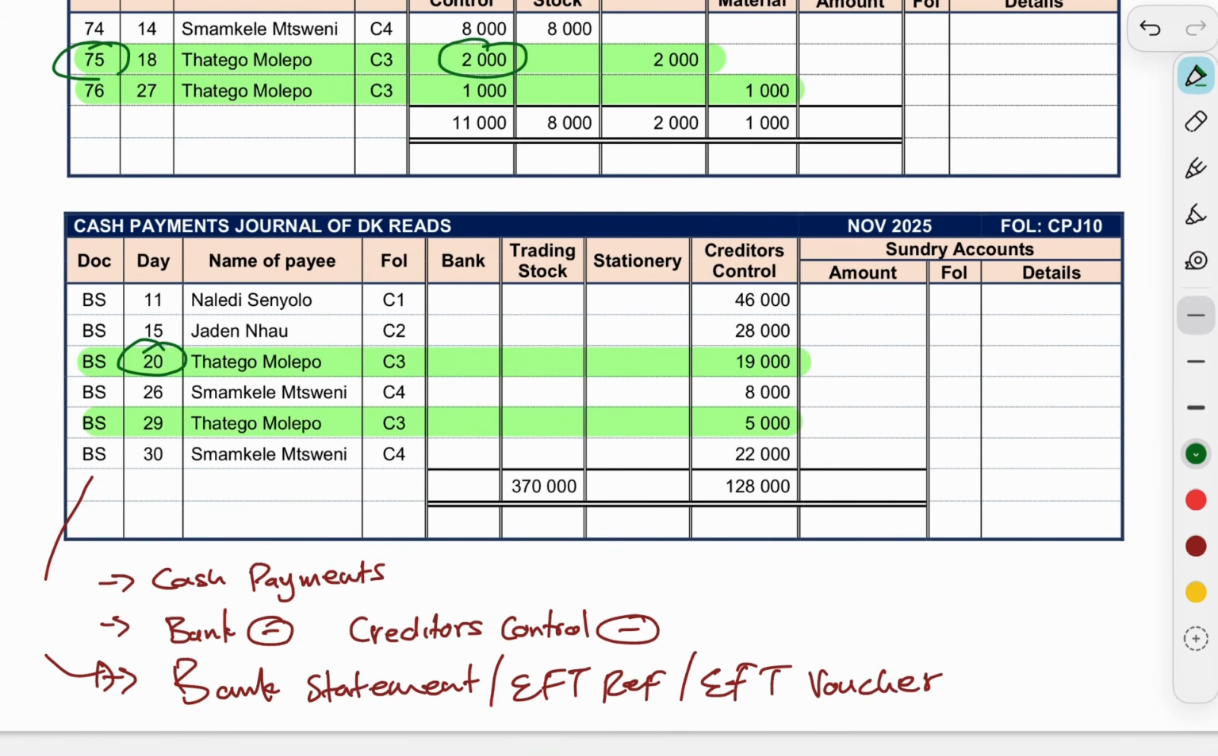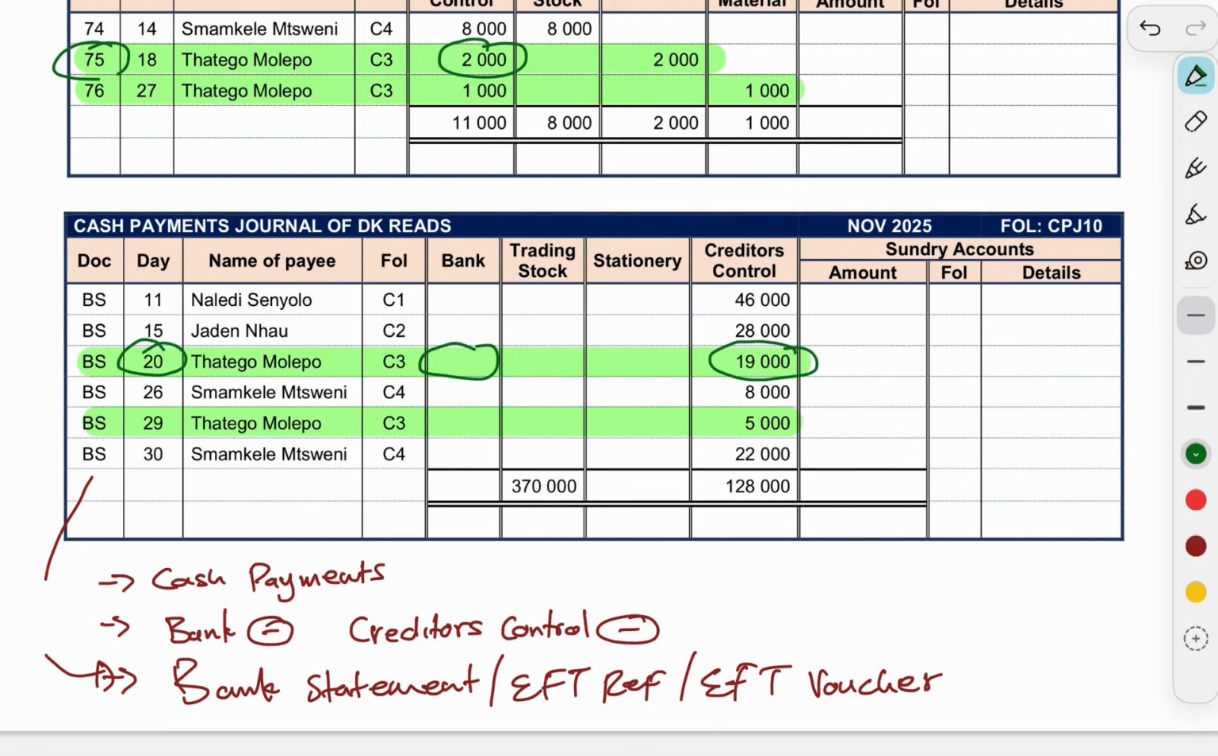For when we made a payment, we use the amount under the creditors control account only. Don't use the amount under the bank account. If there was any amount under the bank account, we only want the amount that was paid to the creditor. So you take the amount from the creditors control column.